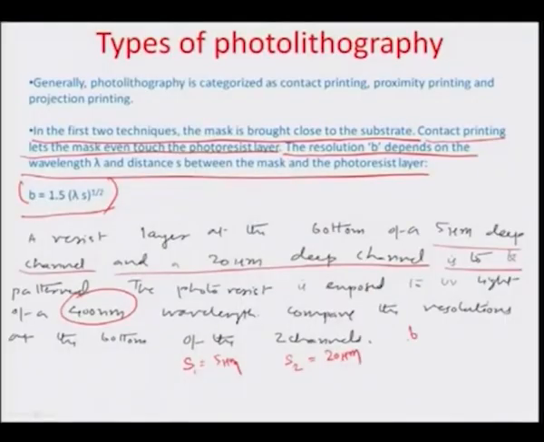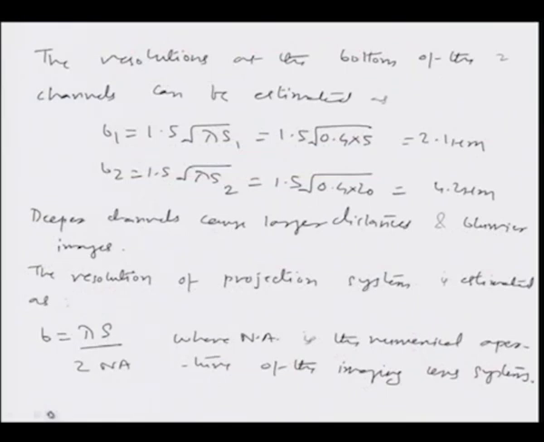So, therefore, you will have the resolutions B1 and B2 as basically S1 by S2 to the power of half from equation 1 here. Okay. And therefore, this really is 1/4 to the power of half, or half. So, therefore, the resolution in case of the 5 micron channel is exactly half the resolution in case of the 20 micron channel, which is illustrated here.